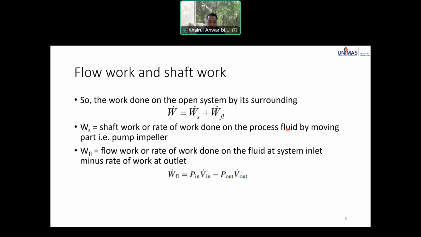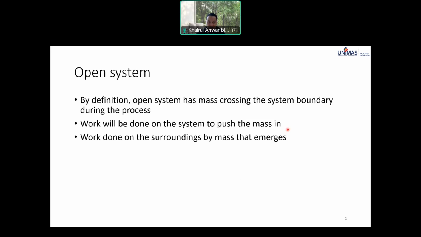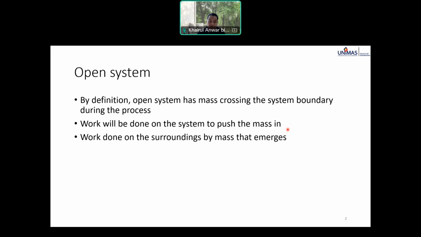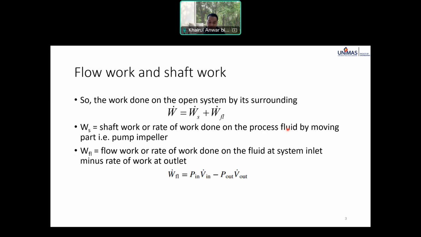So we have flow work and shaft work. The work done on the system by its surroundings, we call it shaft work, or rate of work done on the process by a moving part. To move the mass into the system across the boundary, you need something to push it. In this case, that something is the pump impeller. The pump impeller is on a shaft, so that's why they call it shaft work.